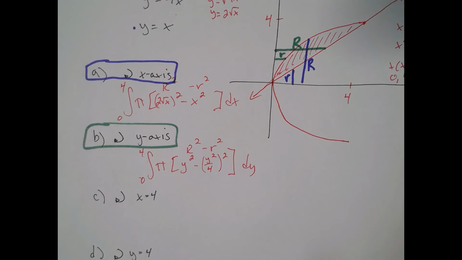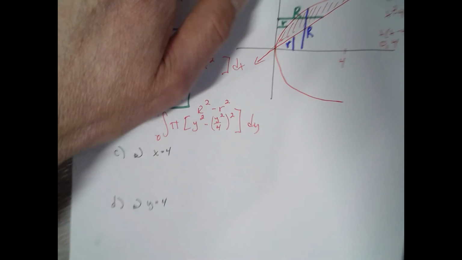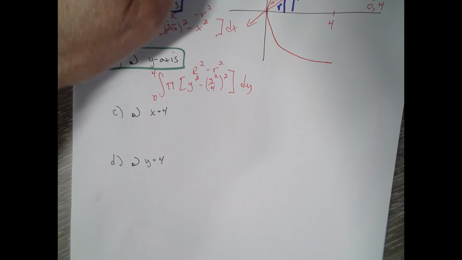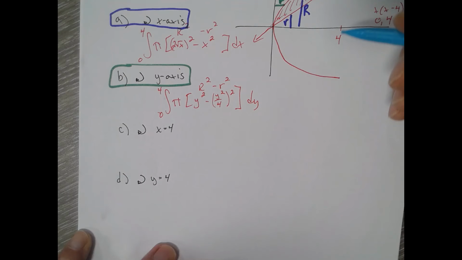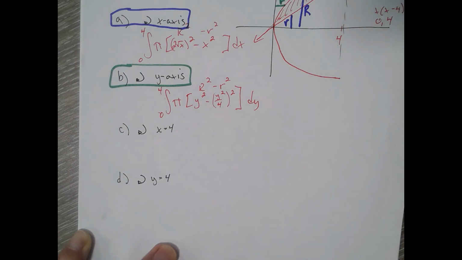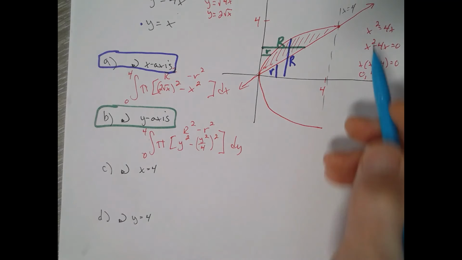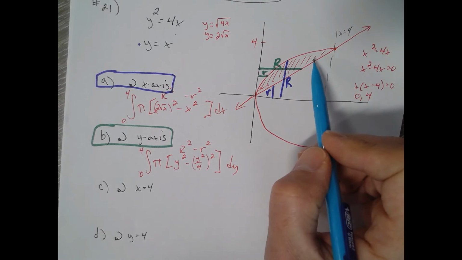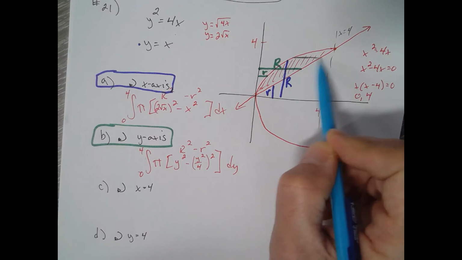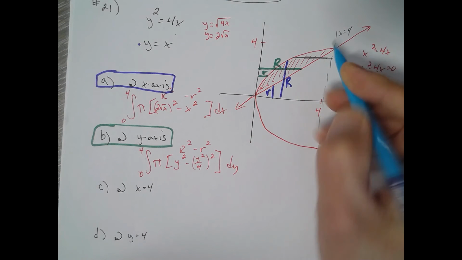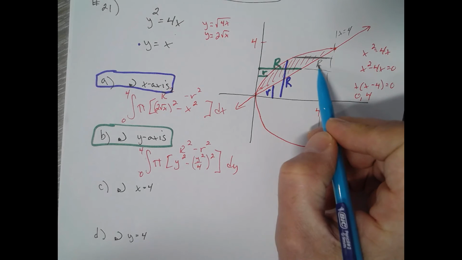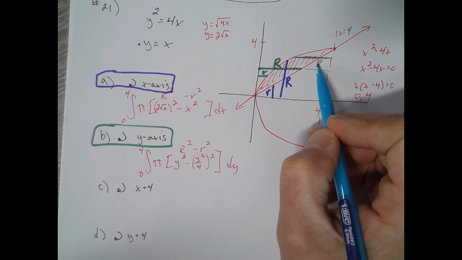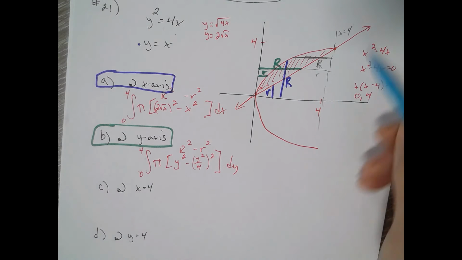Now we're going to go around the line x equals 4. Okay, so this is x equals 4. We have a vertical axis of revolution. We can use washer again here. Our big R will be this distance. And then your little r would be this distance. So big R is this whole distance, little r is this distance going around x equals 4.